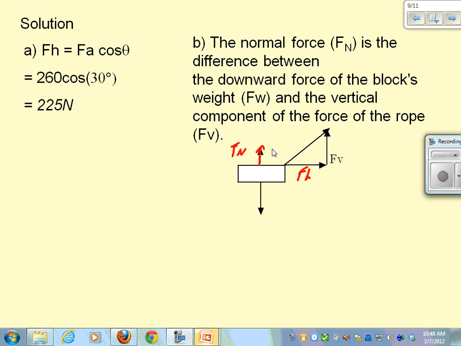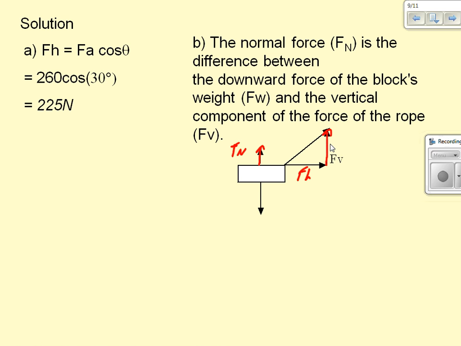So this guy here and this guy here are actually, I can't move it. If I was in Smart Notebook, I could. But if I move it up there, right, then those two together have to equal the weight force, right? So what the vertical component is doing is it's helping out the normal force, which reduces the value of the normal force. The normal force is then the difference between the downward force of the block's weight and the vertical component of the force of the rope.